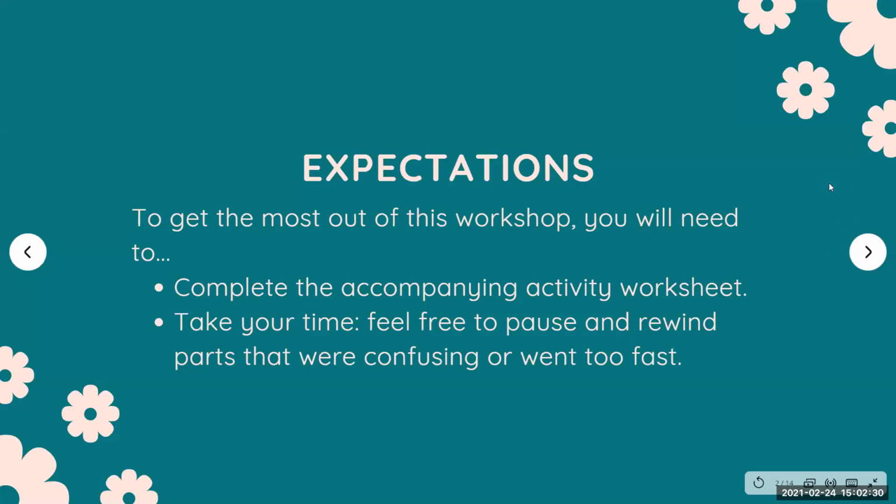Before we get started, I just want to share a couple of expectations on how to get the most out of this workshop. To get the most out of it, we recommend that you complete the accompanying activity worksheet. You can find this worksheet in the module in which you access this workshop. If you are completing this workshop for extra credit or a class assignment, you do need to complete that worksheet in order to get credit. And also, we recommend that you take your time. Feel free to pause and rewind the parts that were confusing or went too fast. The beauty of having these workshops pre-recorded is that you get to choose how quickly and how slowly you want to take in the information.